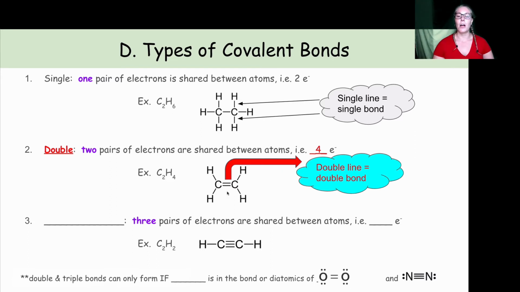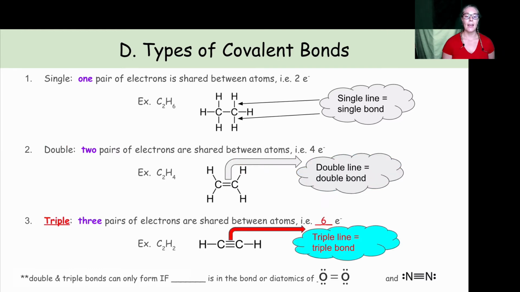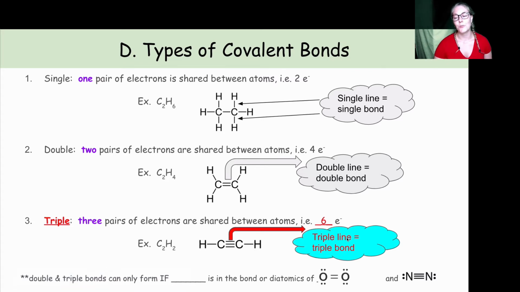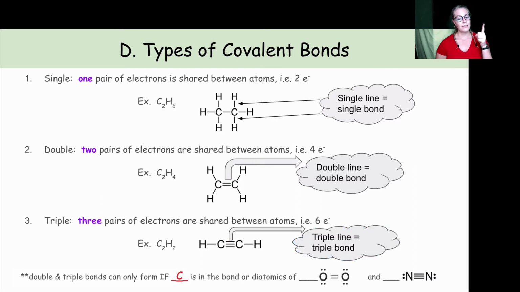And you'll see that double bond between carbon in the center of this molecule. A double line is a double bond. Third, we have triple bonds, and this is 3 pairs of electrons that are shared between the atoms. If you have 3 pairs and each pair is 2 electrons, 3 times 2 gives you 6 total electrons, right? You'll see the triple bond between the 2 carbons in the center of this molecule, and a triple line is a triple bond.